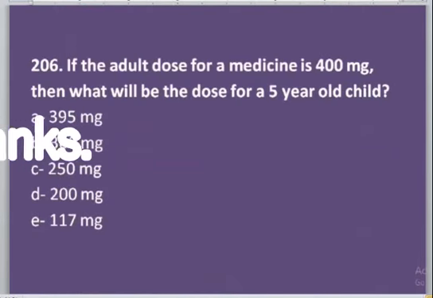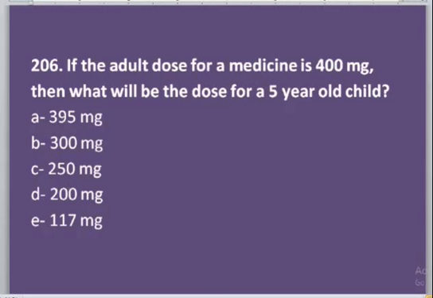So our sixth MCQ, if the adult dose for a medicine is 400 milligram, then what will be the dose for a 5-year-old child? So these dose quantities are given as options, and the correct option is to be found out. So actually this is a calculation MCQ, and it can be solved by using the Young's formula, which is actually a child dose calculation formula.